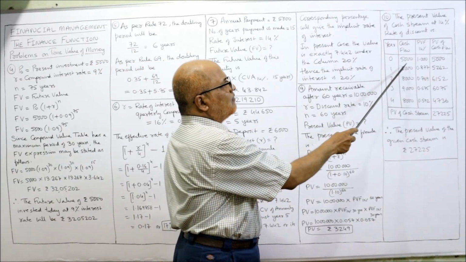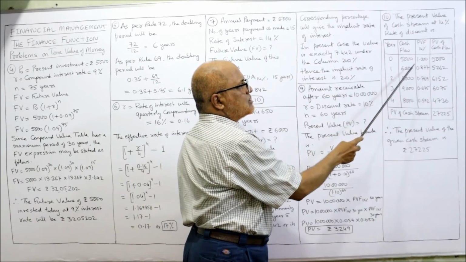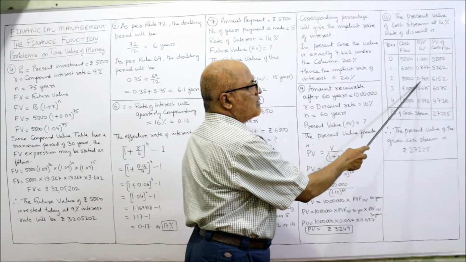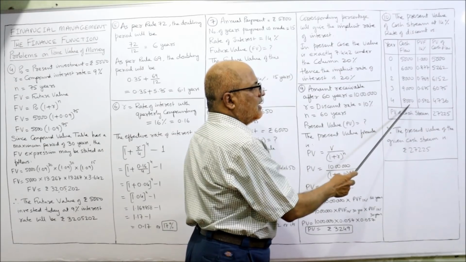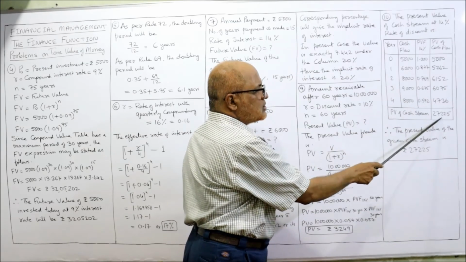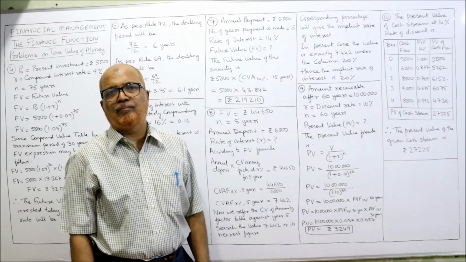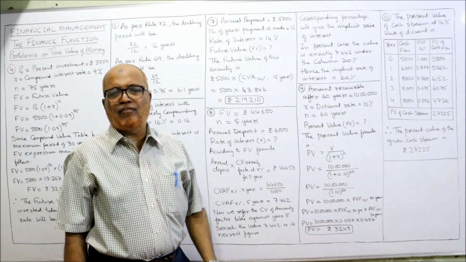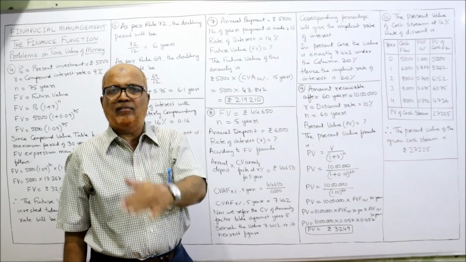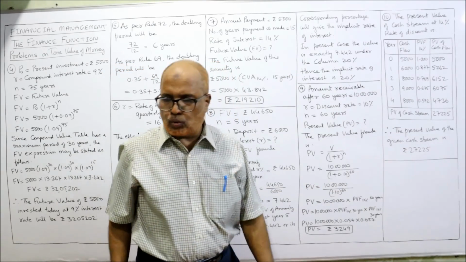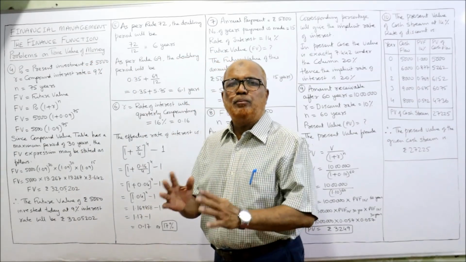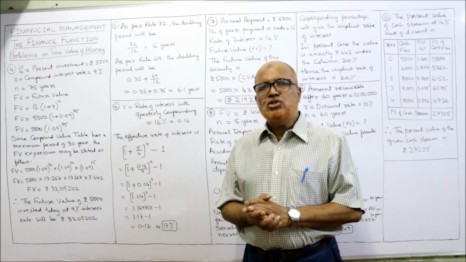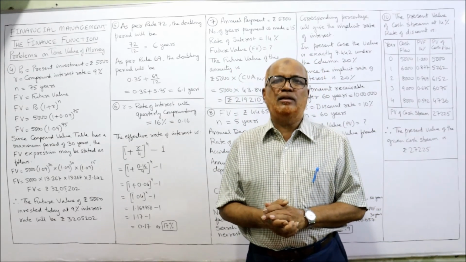Now multiply: 5,000 into 1 is 5,000. 6,000 into 0.877 is 5,262. Then 8,000 into 0.769, 9,000 into 0.675, and 8,000 into 0.592. The total is 27,225. The present value of the stream of cash flows for year 0 through year 4 is 27,225. So far I have completed 10 problems on this topic of time value of money. A few more problems are there that will continue in the next video.